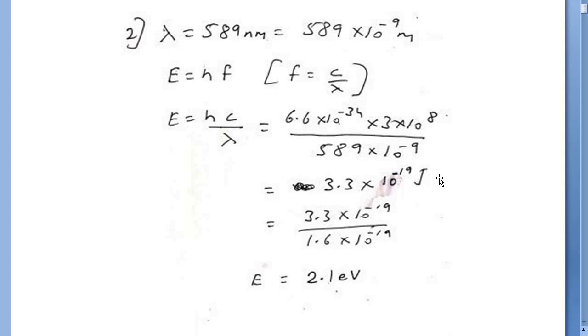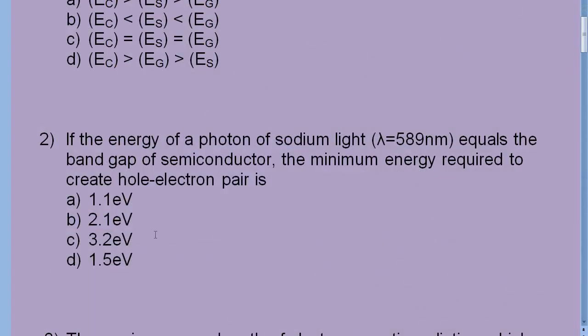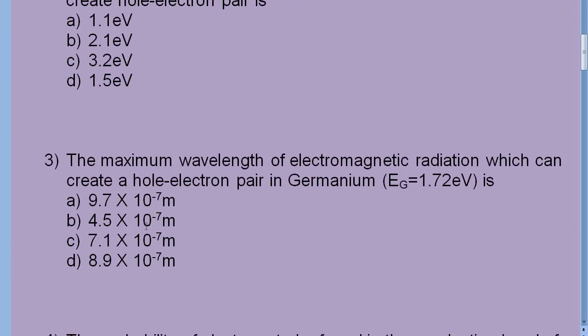Now remember here in this case the answer which is given in the options is in terms of electron volts. So when we want to convert joules to electron volts, we divide it by e, that is 1.6 into 10 raised to minus 19. So we convert this joules to electron volt by dividing this value by 1.6 into 10 raised to minus 19, which gives the answer 2.1 electron volt. Okay. So here we have the answer, 2.1 electron volt.